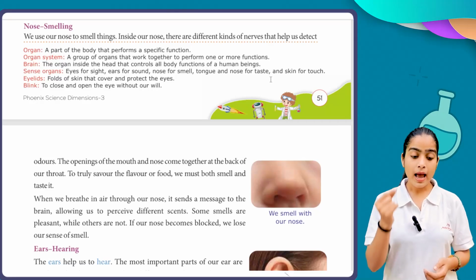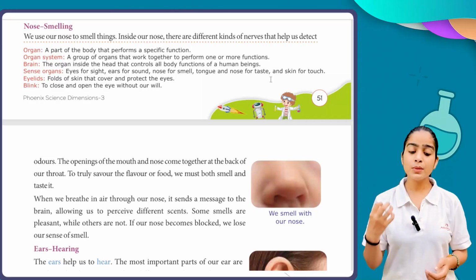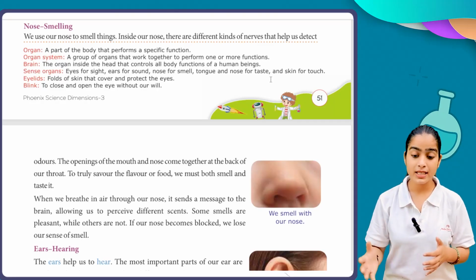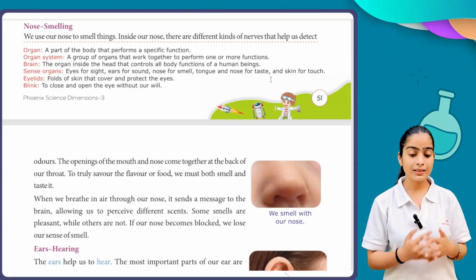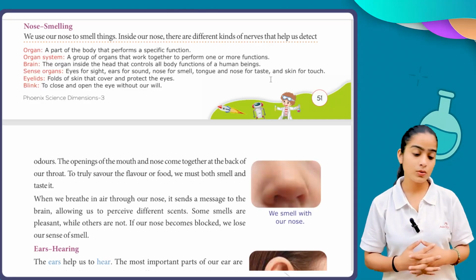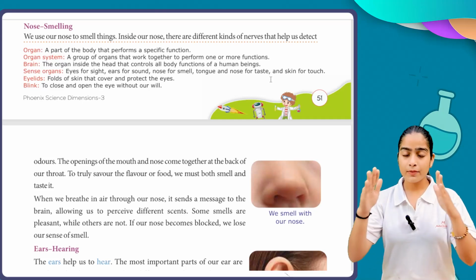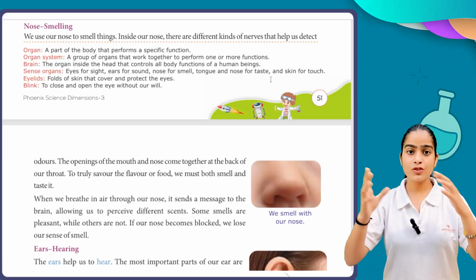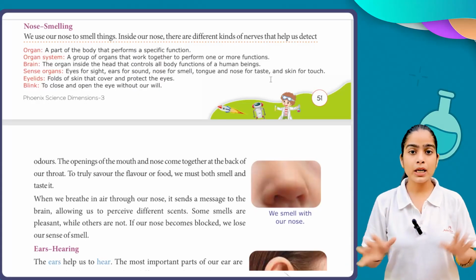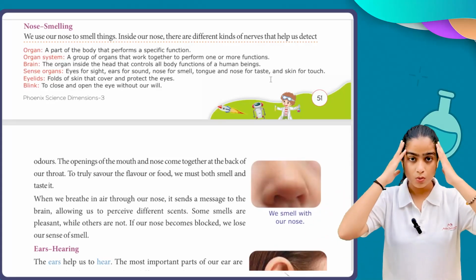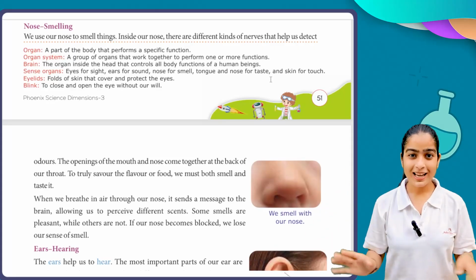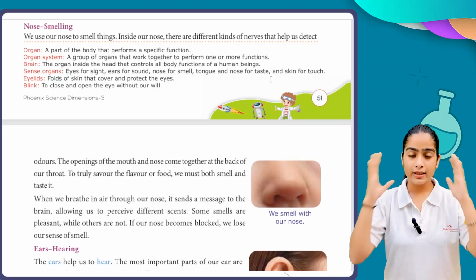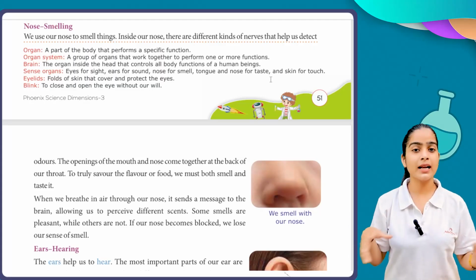And when we breathe in air through our nose, it sends a message to the brain, allowing us to perceive different scents. Some smells are pleasant while others are not. If our nose becomes blocked, we lose our sense of smell. So while we breathe anything, a message is transferred to the brain. And in our brain, a lot of smells are already stored. So according to that memory, the brain will select which one is pleasant and which one is worse. And accordingly, it gives us a sense of pleasant smell and a worse smell.